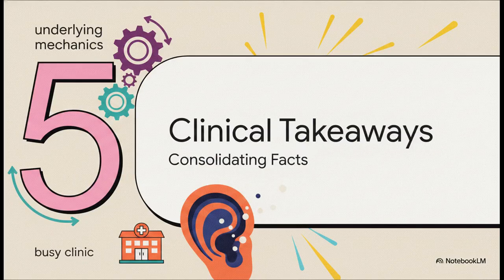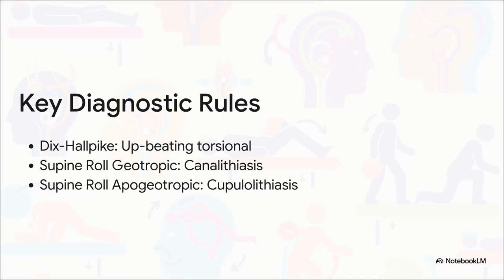Section 5. Key clinical takeaways. Let's quickly consolidate these hard facts. I want to reiterate these metrics one final time, just to completely cement them for your next clinic day. Dix-Hallpike, you need that 2 to 10 second latency, upbeat, torsional nystagmus toward the dependent ear, lasting 10 to 30 seconds. For the supine roll, geotropic equals canalithiasis, the free-floating debris. Apogeotropic equals capulithiasis, the stuck debris.